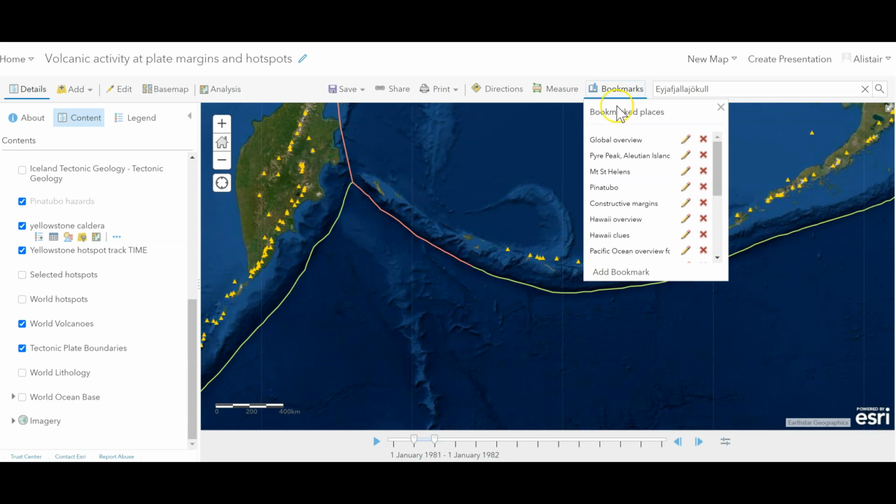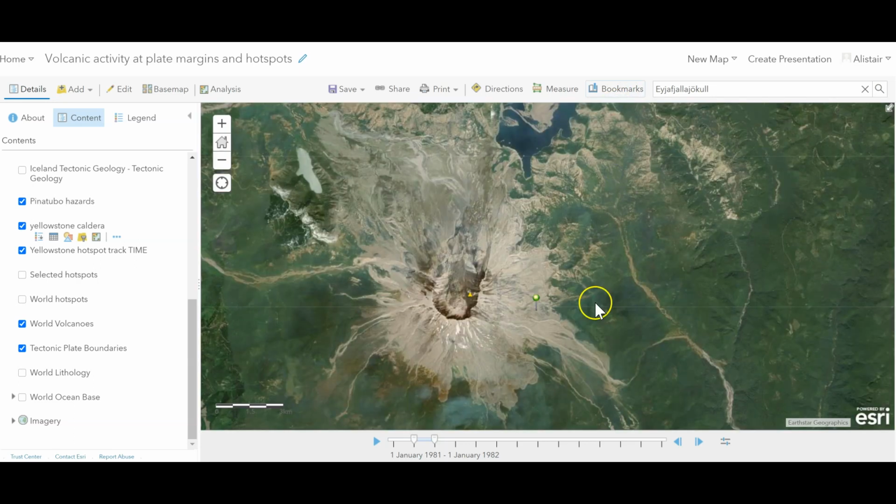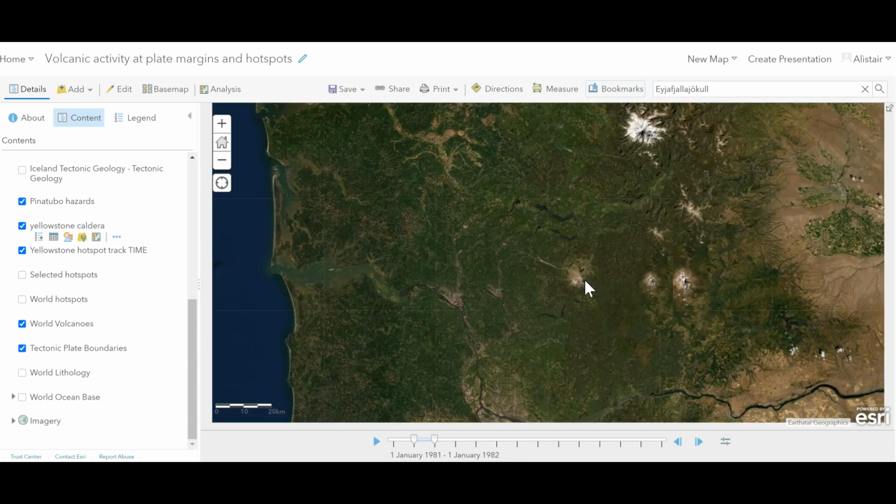Now let's go to our next one, which is a very famous volcano, Mount St. Helens. You should know where in the world this is. So can you picture it? Let's zoom out and see if you're right.